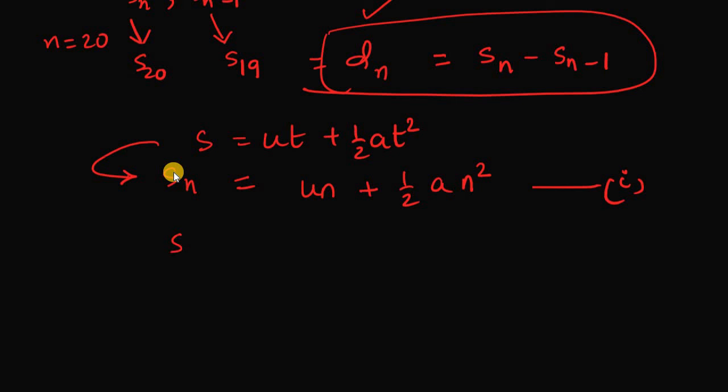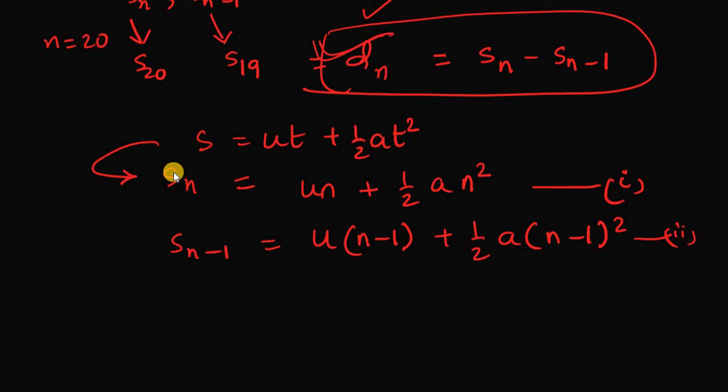Now what would be Sn minus 1? Sn minus 1 would be u into n minus 1 plus half a into n minus 1 whole square. Just write it down. Now if I am doing the dn thing, dn equals Sn minus Sn minus 1.